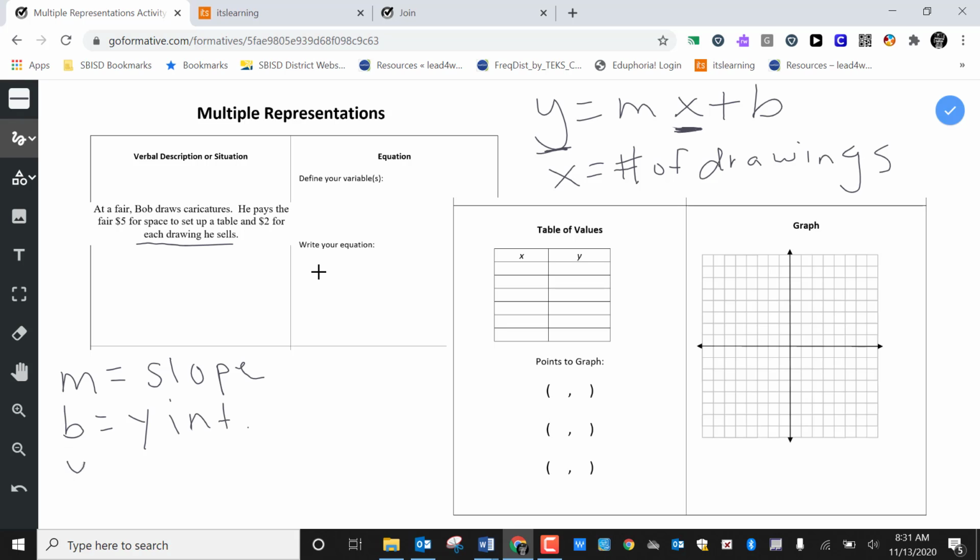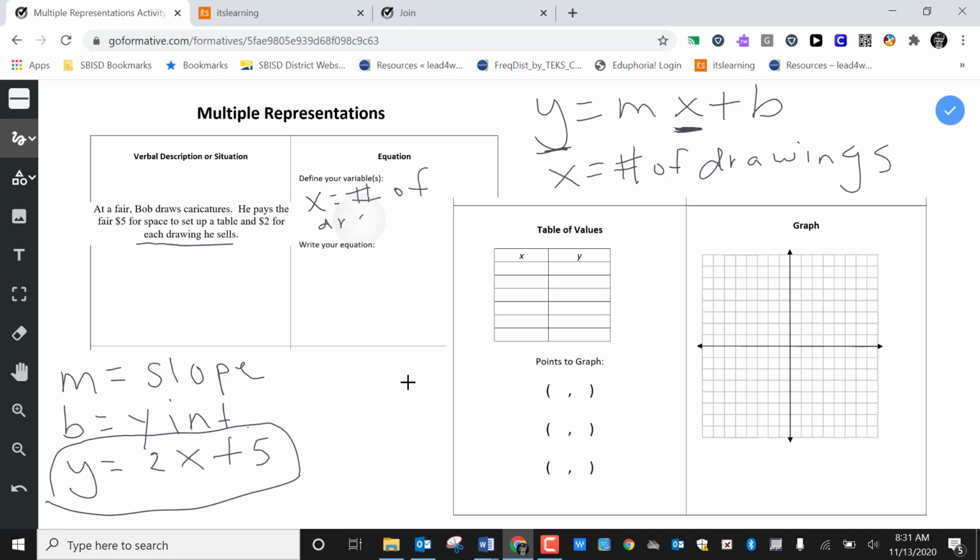So here I can say y equals 2x. My y-intercept is the one-time fee of $5 that he's going to pay to set up his table. So we've got y equals 2x plus 5. Now, I've written my equation, I've defined my variable: x is number of drawings. My equation is y equals 2x plus 5.